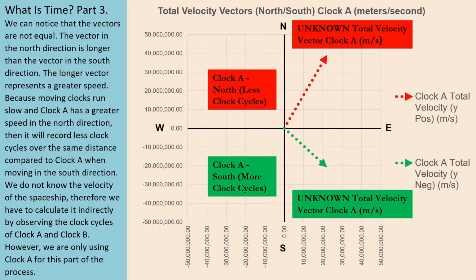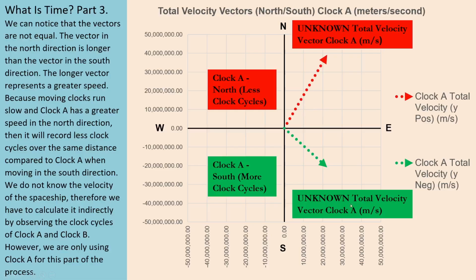We do not know the velocity of the spaceship, therefore we have to calculate it indirectly by observing the clock cycles of clock A and clock B. However, we are only using clock A for this part of the process. And here we have the two velocity vectors that we do not know.